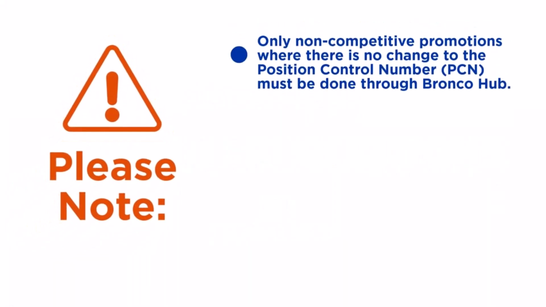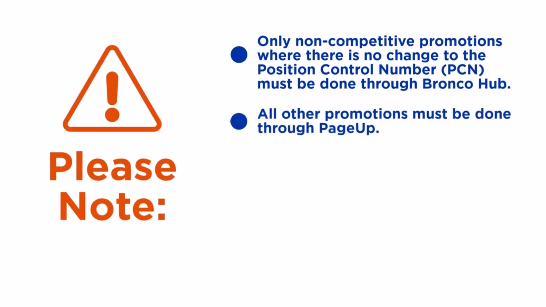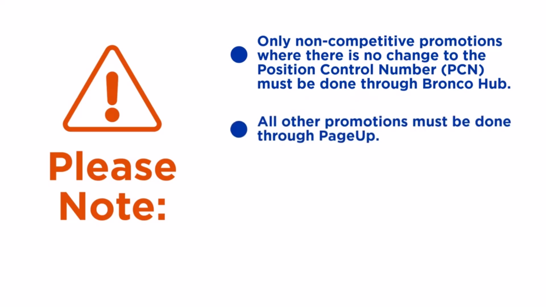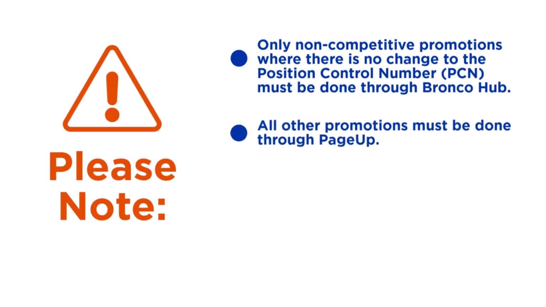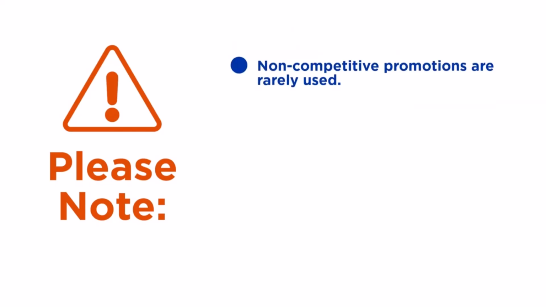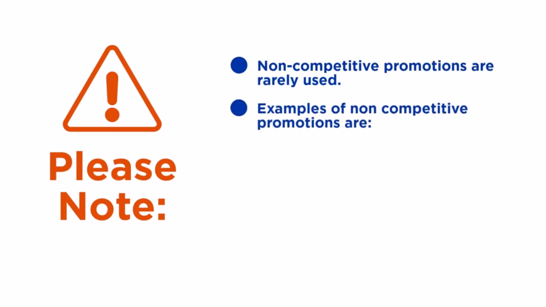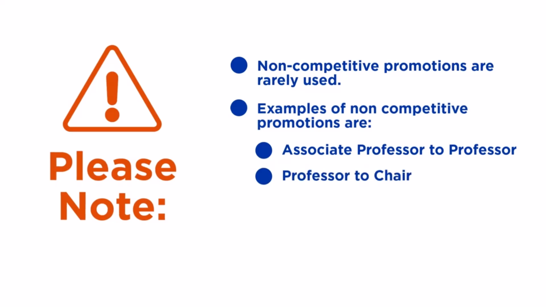Please note, only non-competitive promotions where there is no change to the position control number, or PCN, must be done through Bronco Hub. All other promotions must be done through PageUp. Non-competitive promotions are rarely used. Examples of non-competitive promotions are promoting an employee from associate professor to professor, or a professor to chair position.